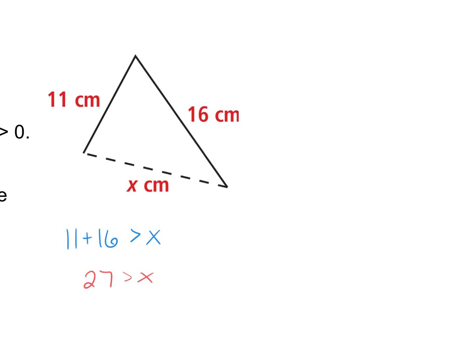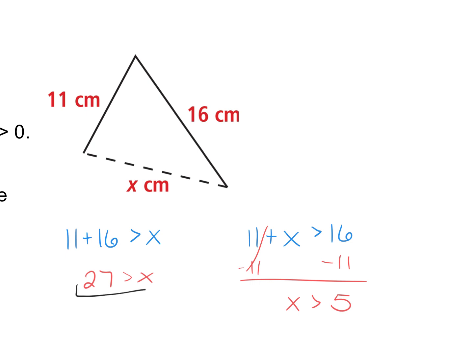Correct. Another true fact we have to know is that this side plus this side have to be greater than 16, if we had that scenario. So we know 11 plus x must be greater than 16. Well, can I solve for x in this case? How? I can subtract 11. So here I get x is greater than 5.